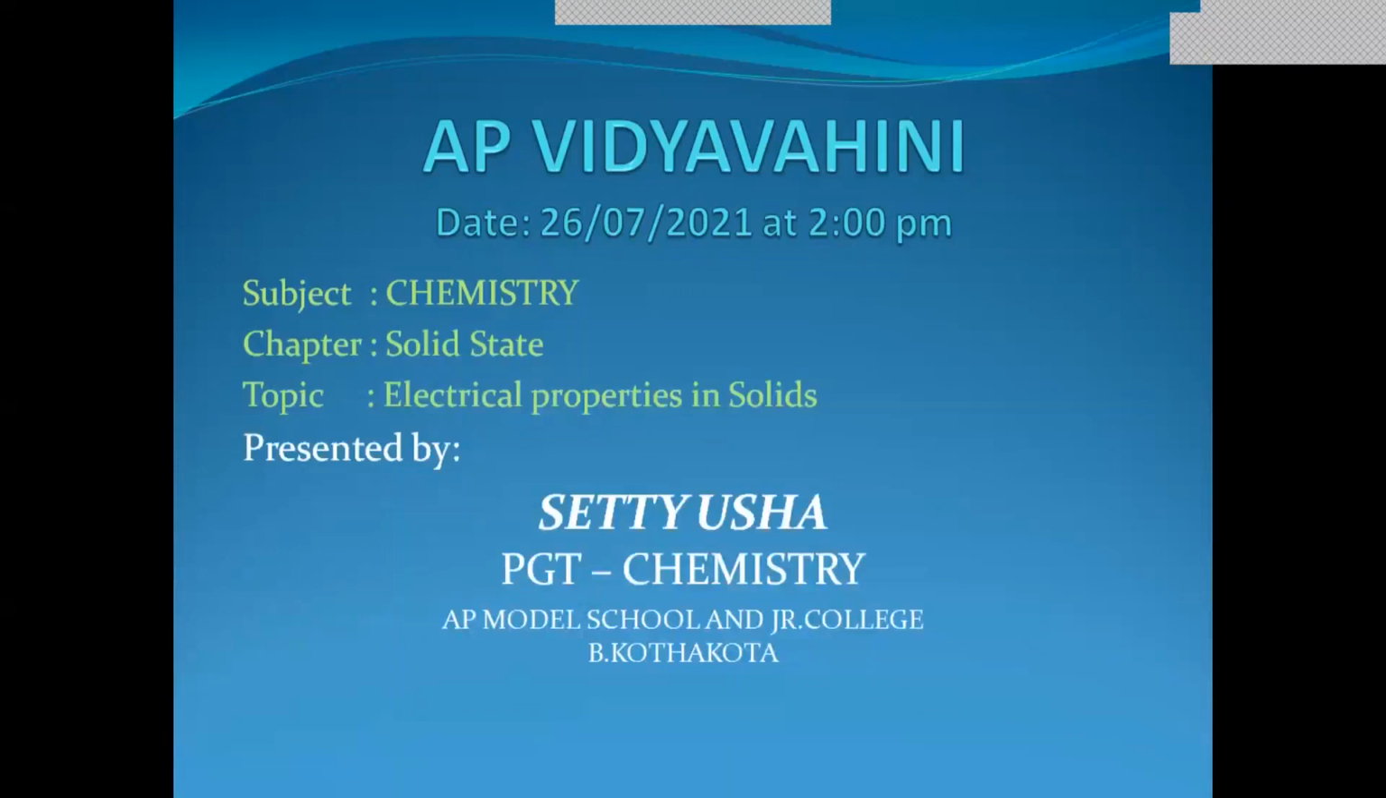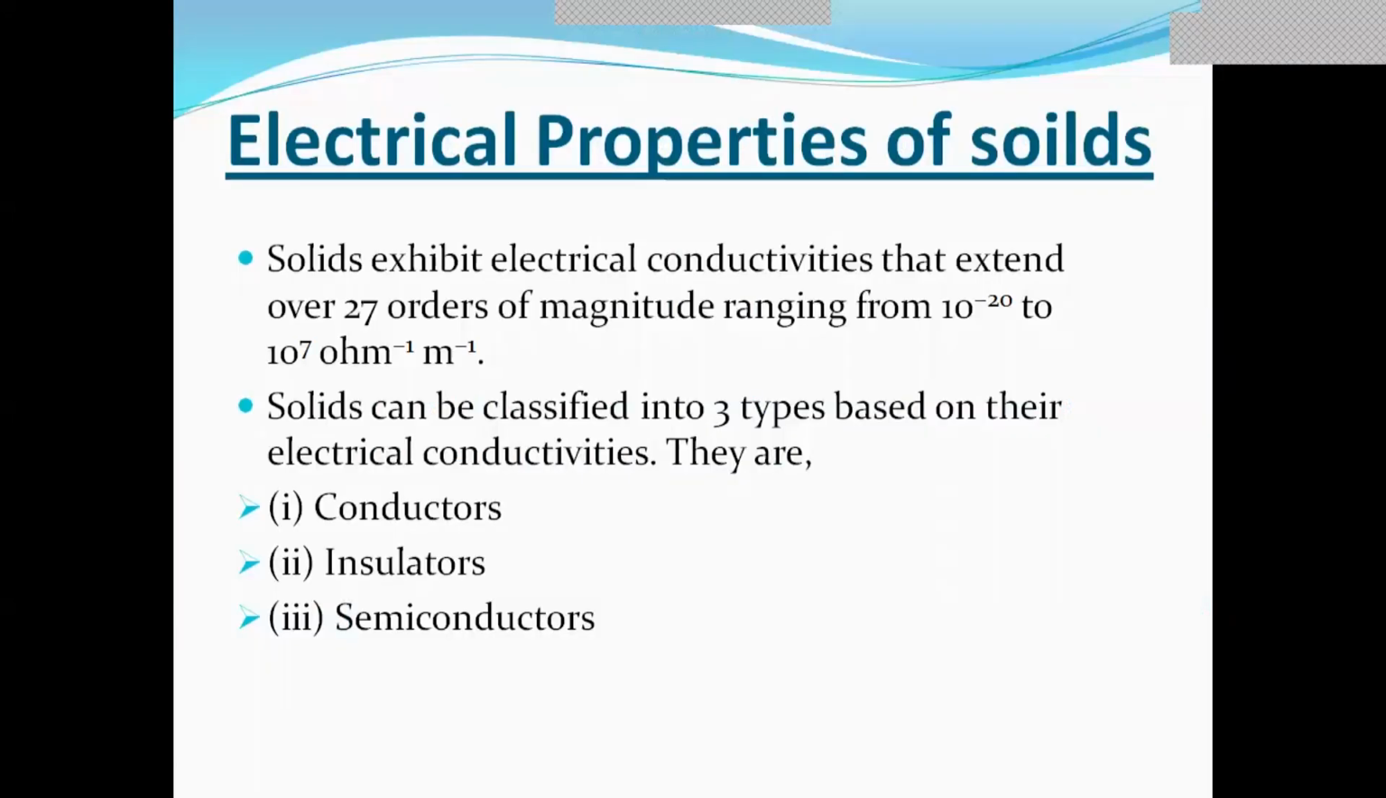So, revision of the class. Electric properties of solids. Their electric conductivity values range from 10 to the power of minus 20 to 10 to the power of 7 per ohm per meter. They are mainly classified into three types based on their conductivities. They are conductors, insulators, and semiconductors.